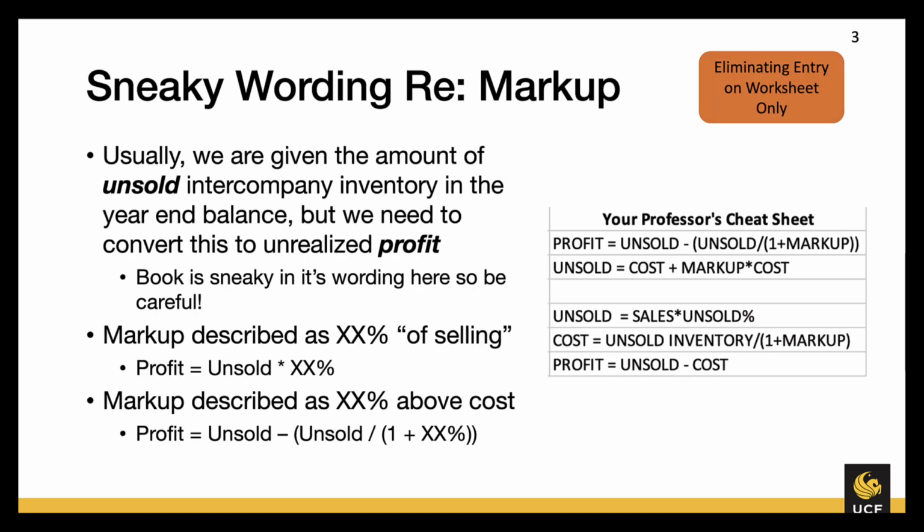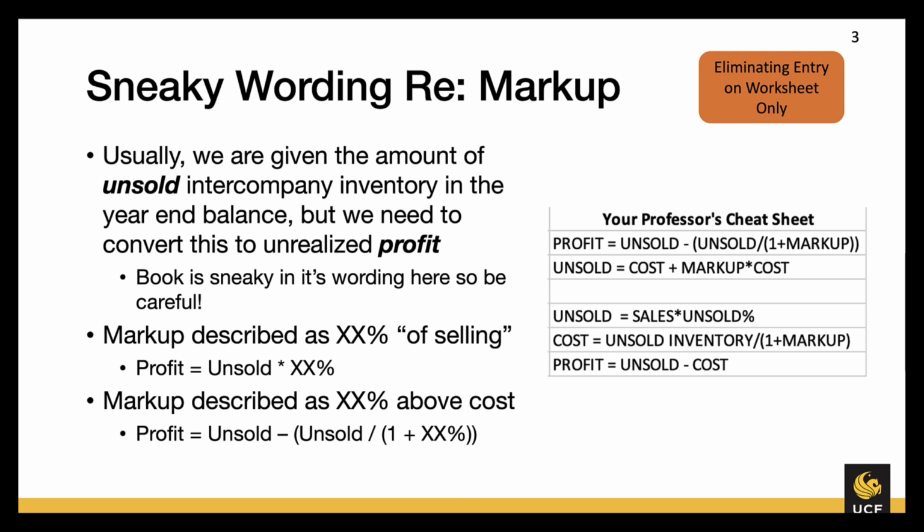One thing you'll notice in our book is that there's some sneaky wording regarding markup. So usually we're given the amount of unsold intercompany inventory in the year-end balance. And so those are the sales that don't count yet because we're still holding them within our consolidated entity. But we need to convert this to profit because it's the markup that's a problem. However, our book has two different ways of describing it. One is as a percent of selling, and the other is as a percent above cost. So to get to markup, if we have percent of selling, we take our unsold inventory and multiply it by the percentage. That gives us the unrealized profit.